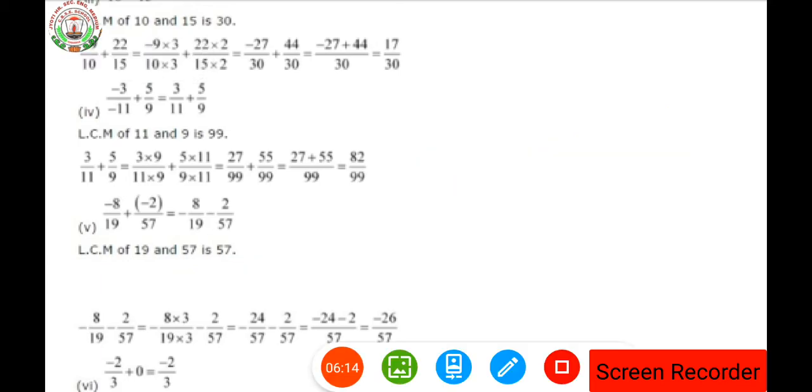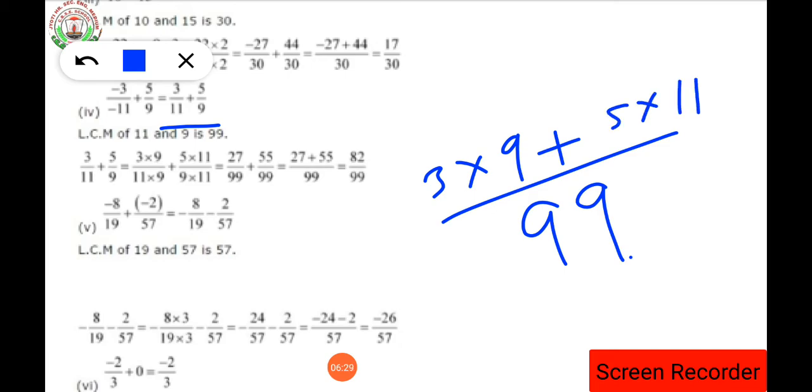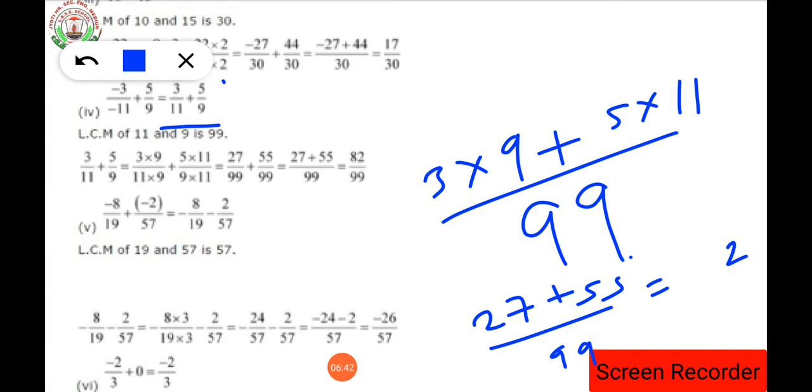Wait student, let me explain you again. What is the LCM we got? We got the LCM 99, isn't it? Now 99 comes in the table of 11 how many times? That comes 9 times. Plus 99 comes in the table of 9 how many times? 11 times. So that 11 will be multiplied with the numerator. So 3 9s is 27 plus 5 11s is 55 upon 99. So 27 plus 55 is 82 upon 99.